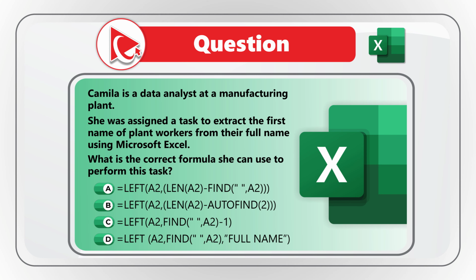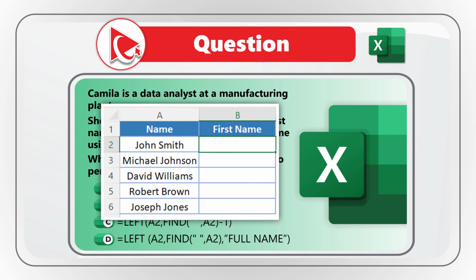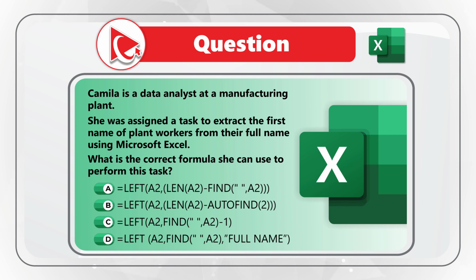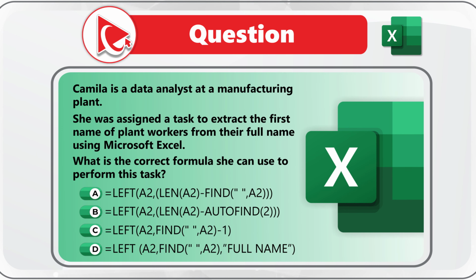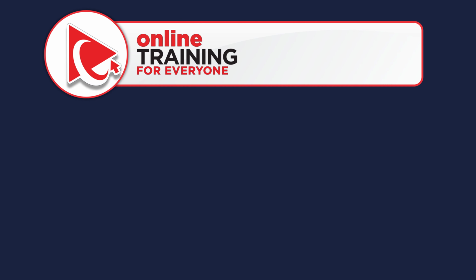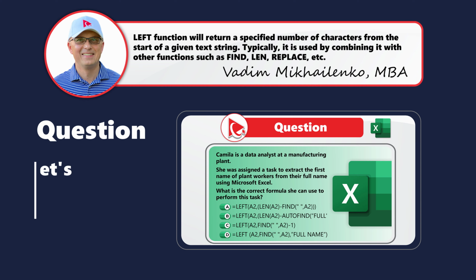as well as the snippet of data, where column A contains full name of the workers and column B has the empty first name column. Do you know which one is the right formula to extract the first name? Take a close look, maybe pause this video to see if you can come up with the answer. And I'm moving forward so we can solve this challenge together.